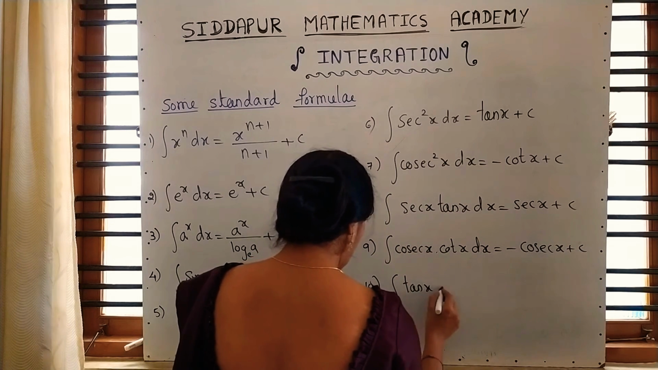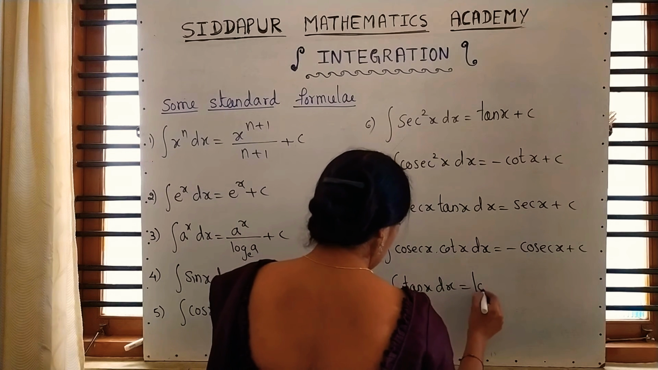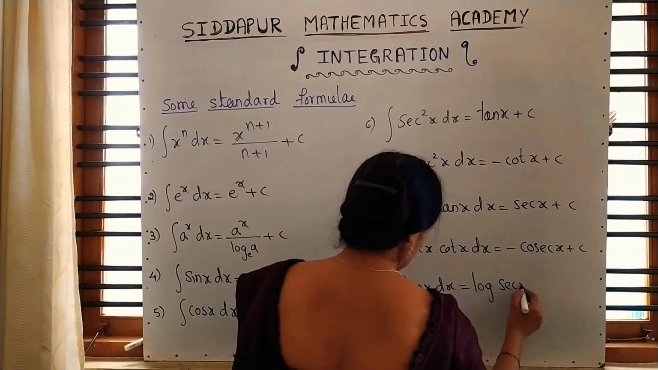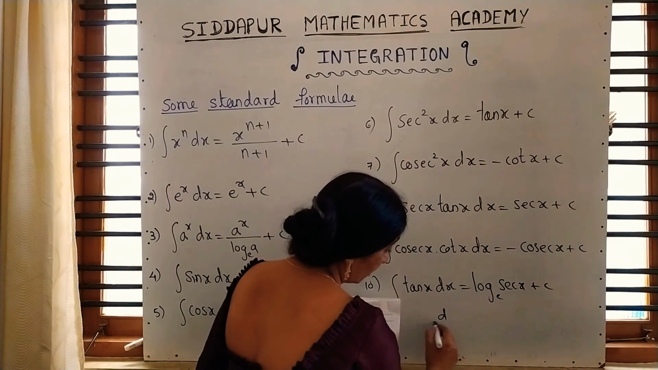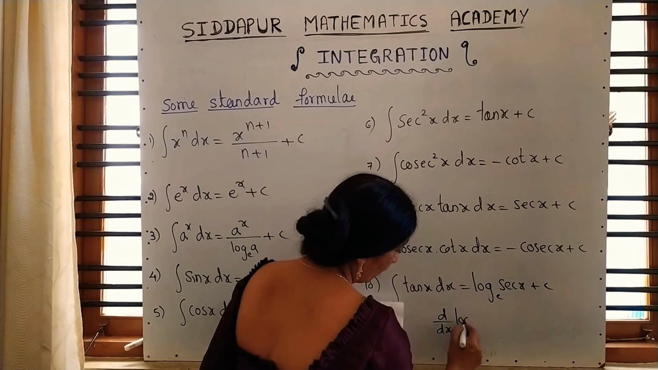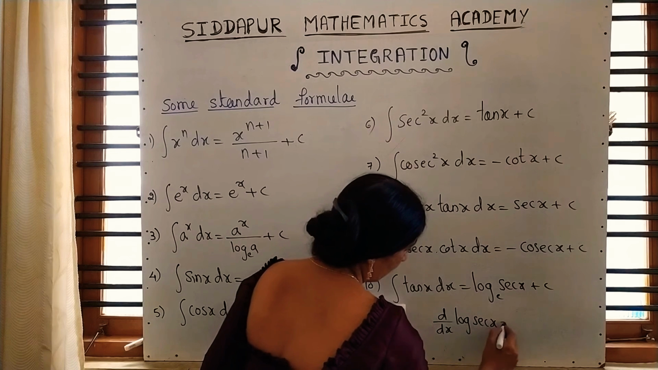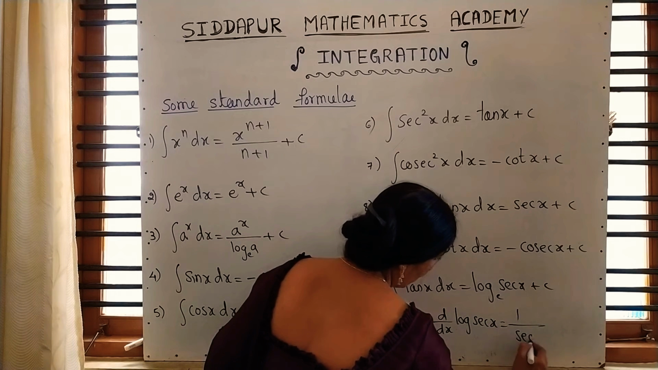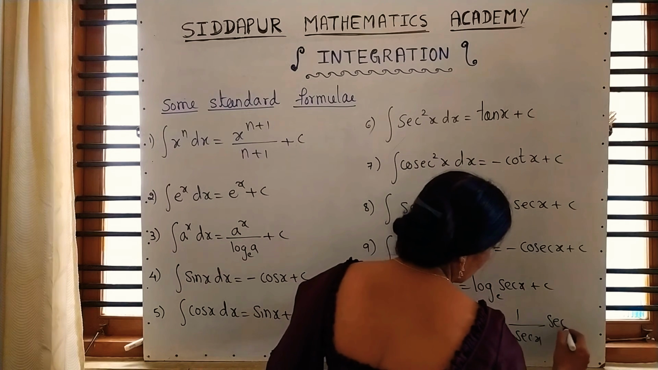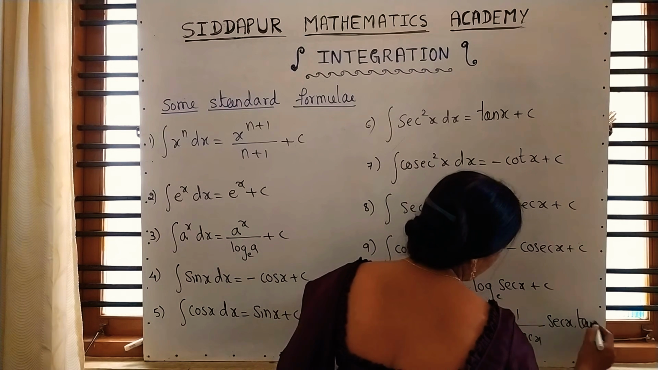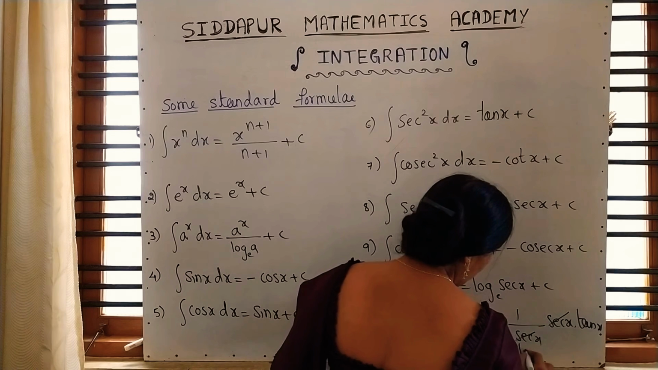Next, differentiation of tan x. Here, see, if you differentiate the right side part, chain rule, what is the differentiation of log secant x? It is 1 by secant x into differentiation of secant, which is sec into tan. They get cancelled, you are getting tan x.